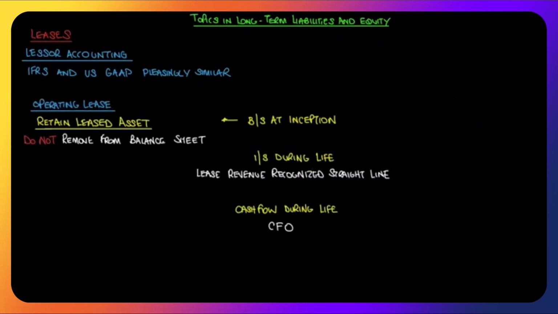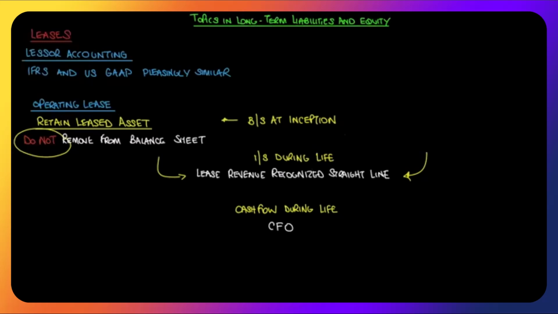If it's an operating lease, however, we do not do that. An operating lease in substance just looks like a rental agreement. It doesn't look like anyone's actually bought the asset. So for example, you're just holding it for a tiny part of the asset's life. You're going to give it back. Other people use the asset. Therefore, we do not remove the asset from the lessor's balance sheet. It stays there.